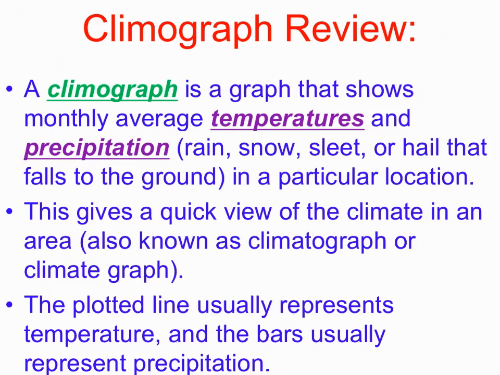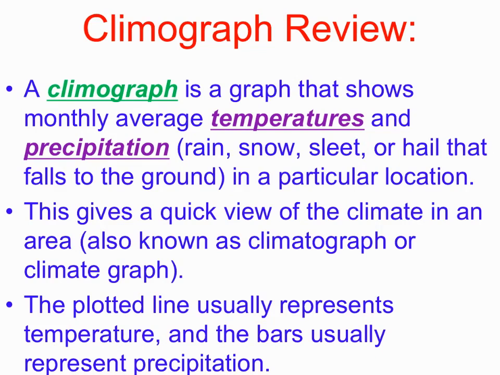So when we review our climographs, remember that climographs are graphs that show monthly average temperatures and precipitation for an area. And remember that precipitation is talking about rain, snow, sleet, or hail that falls to the ground in a particular location. So these climographs are wonderful because quickly you can see for an area what's happening in the climate with precipitation and temperature. We also call climographs climatographs.